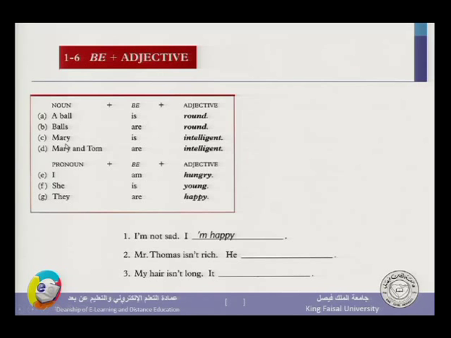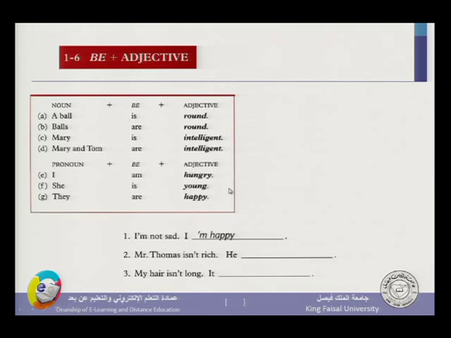So Mary is intelligent, right? Mary and Tom, plural, are intelligent, in the same form. We don't add s. Okay, if I use pronouns in the same way, I am hungry. She is young. They are happy. See? So the same thing, exactly as we use it with nouns, we use it with adjectives as well.